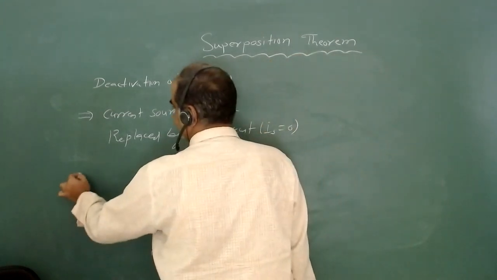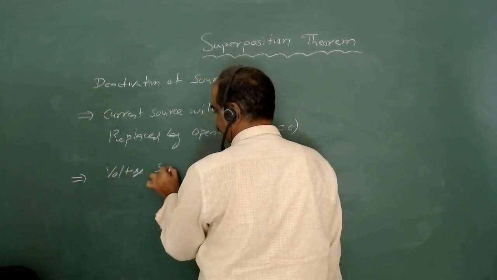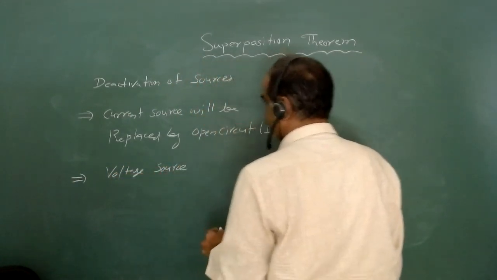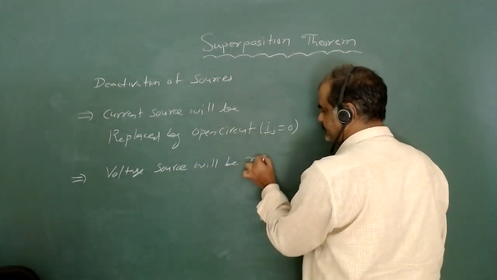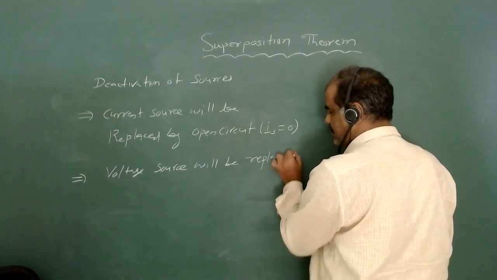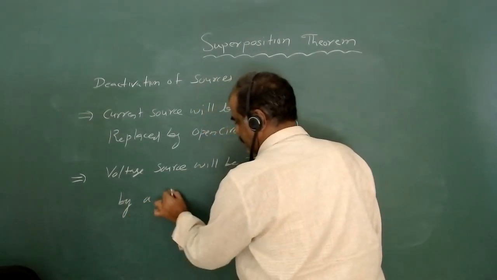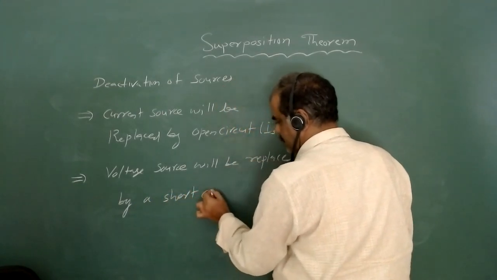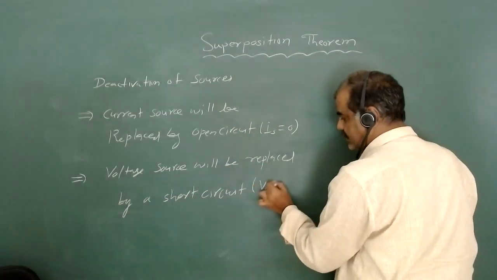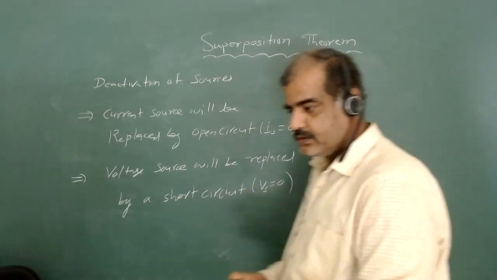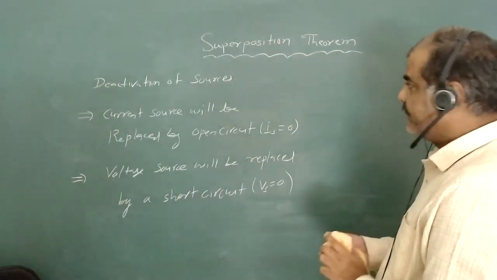Similarly, a voltage source will be replaced by a short circuit. That means Vs equals 0. So we'll understand this now with the help of a circuit.